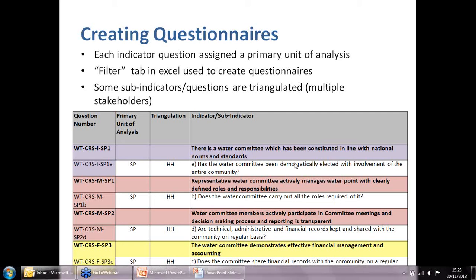And then, as was mentioned earlier, some of the sub-indicators and questions are triangulated, so they have multiple stakeholders. For these ones shown here, we see that the primary unit of analysis is the service provider, and then also the household.